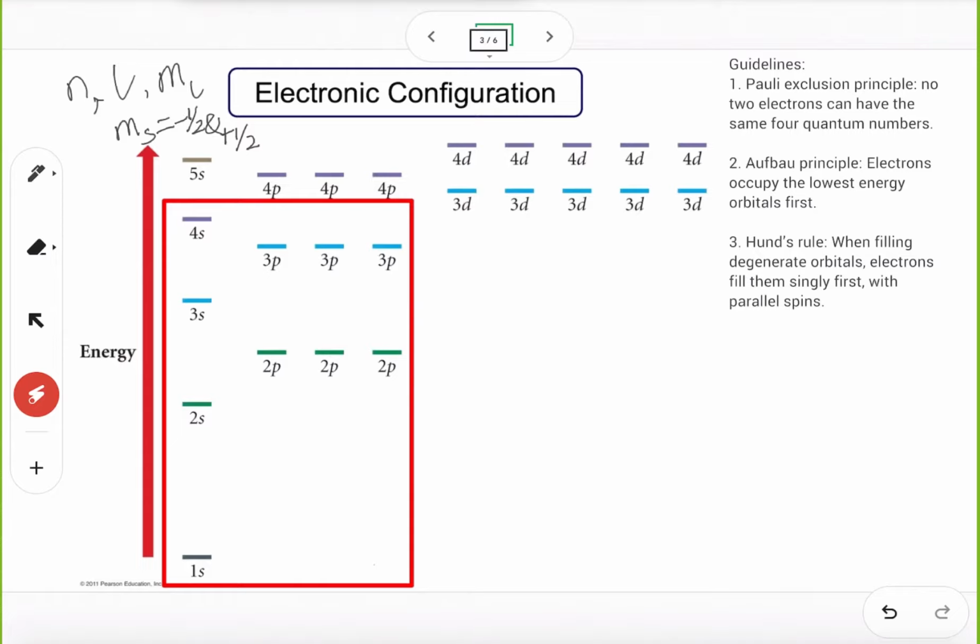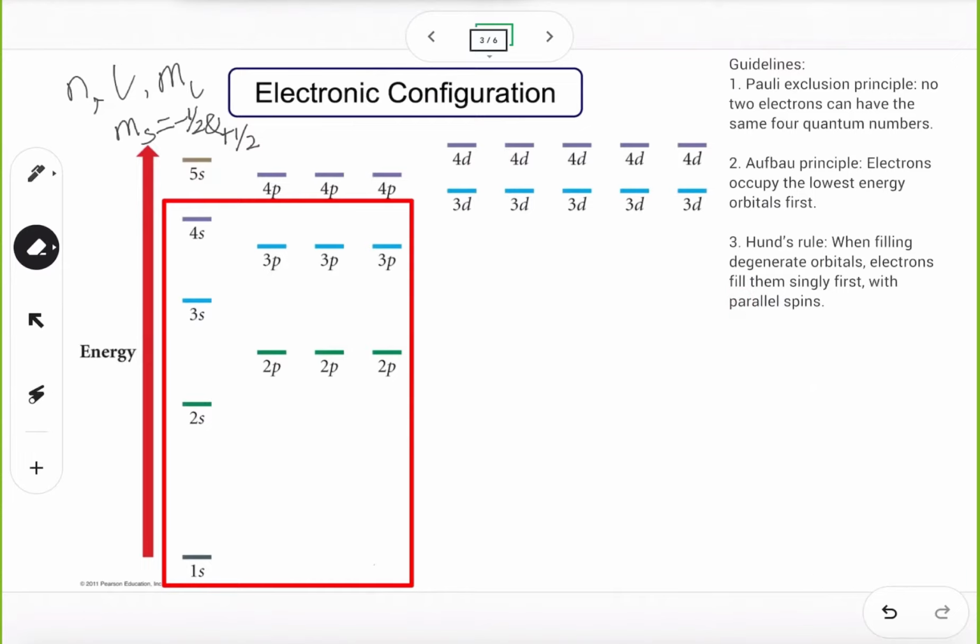When filling degenerate orbitals, electrons fill them singly first with parallel spin. This parallel spin means the same spin quantum number. When you have these two electrons lined up like this, both of them are pointing up. We say that both of them have positive half spin quantum number. So that's what this means.